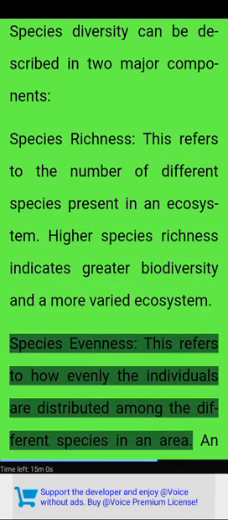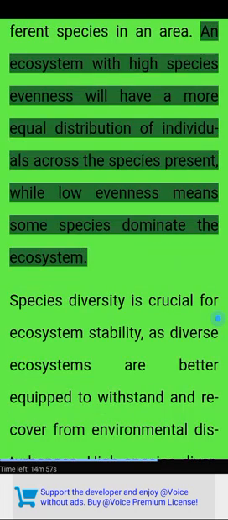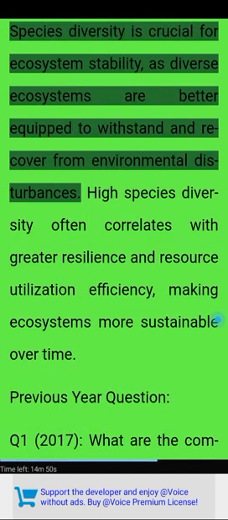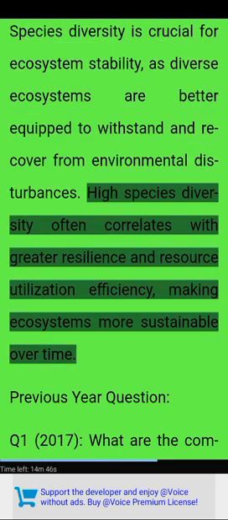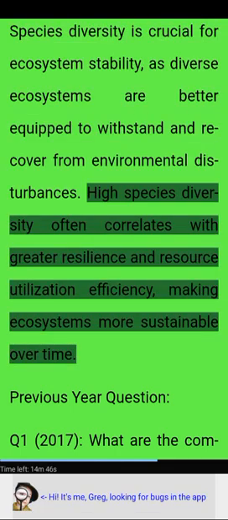Species evenness. This refers to how evenly the individuals are distributed among the different species in an area. An ecosystem with high species evenness will have a more equal distribution of individuals across the species present, while low evenness means some species dominate the ecosystem. Species diversity is crucial for ecosystem stability, as diverse ecosystems are better equipped to withstand and recover from environmental disturbances. High species diversity often correlates with greater resilience and resource utilization efficiency, making ecosystems more sustainable over time.